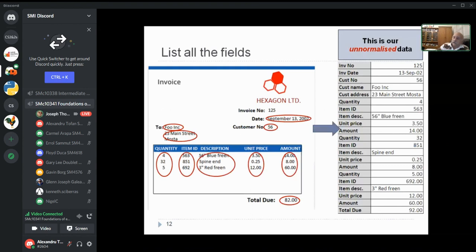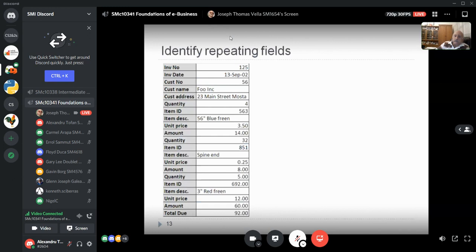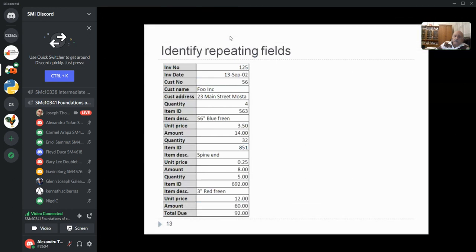Now, to get to first normal form, we need to remove repeating groups. What are the repeating groups here? What are the repeating fields? There's item description, item ID as well, quantities, amounts, price. Okay. So the repeating fields are quantity, item ID, item description, unit price, and amount. Because then they are repeated another 2 or 3 times.